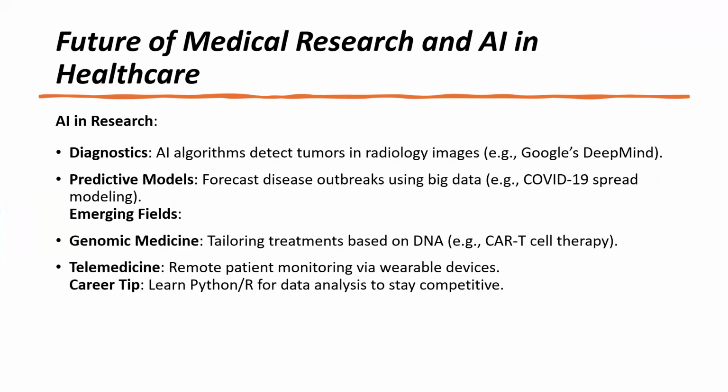If we look at the diagnostic role of AI in research, AI algorithms can detect tumors in radiology images, like Google DeepMind, and predictive models can forecast disease outbreaks using big data, just like COVID-19 spread modeling. The emerging fields are genomic medicine, which is tailoring treatment based on DNA, CAR T-cell therapy, and telemedicine, with remote patient monitoring by wearable devices. You can monitor your patients in different areas with different AI tools or wearable devices.